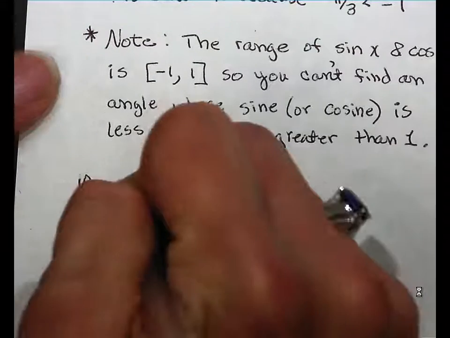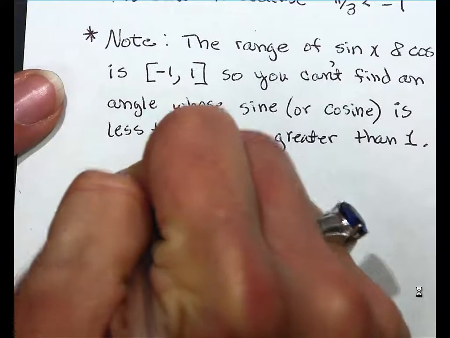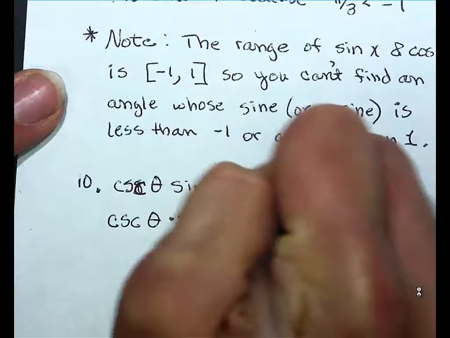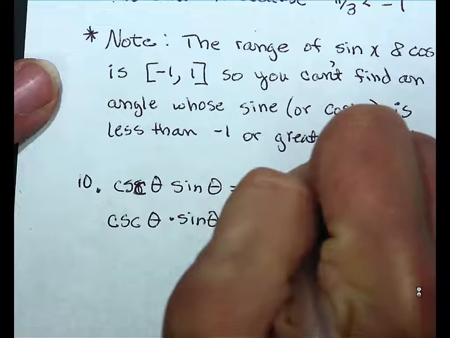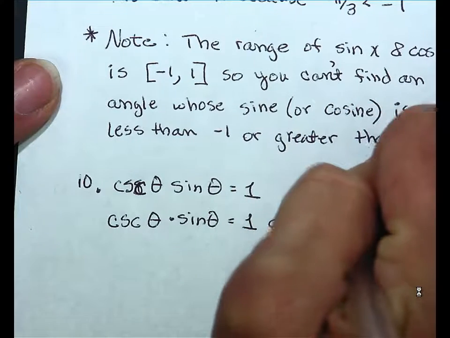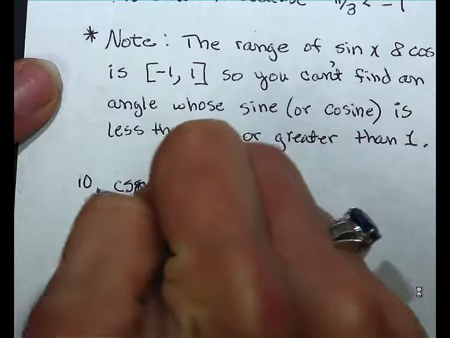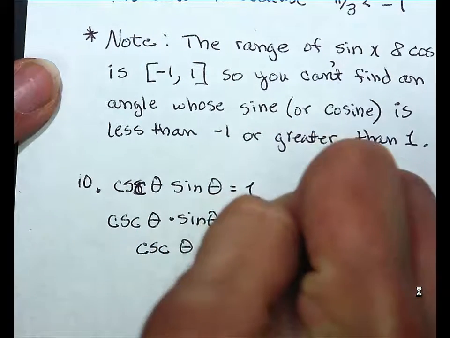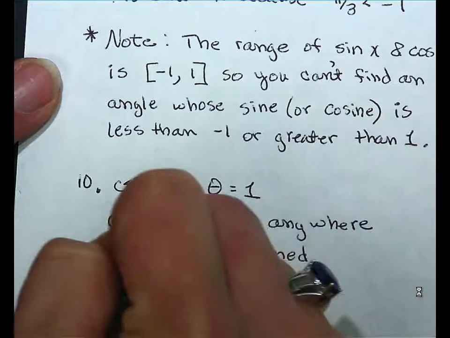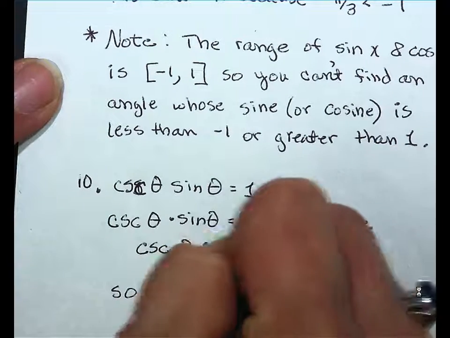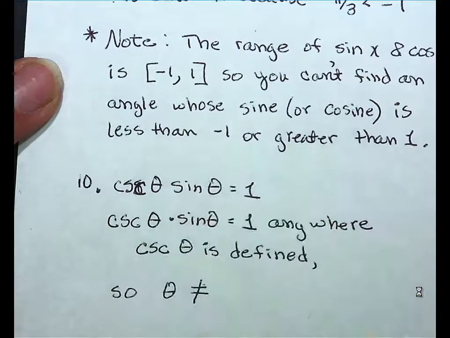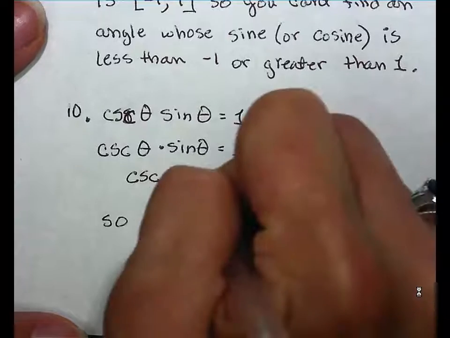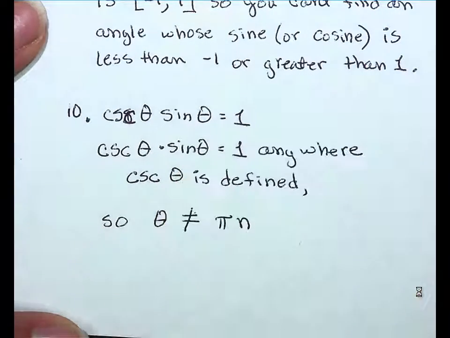So, cosecant theta times sine theta equals 1 anywhere cosecant theta is defined. So theta is any angle except multiples of pi.